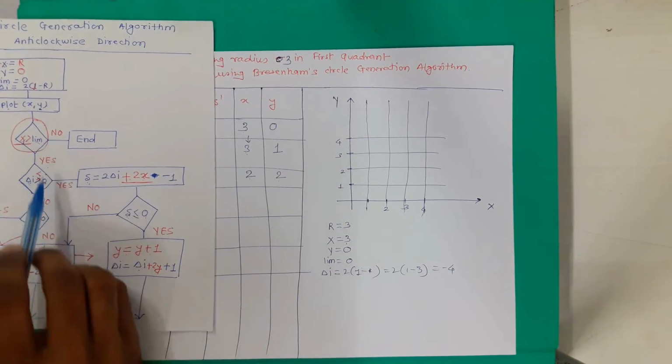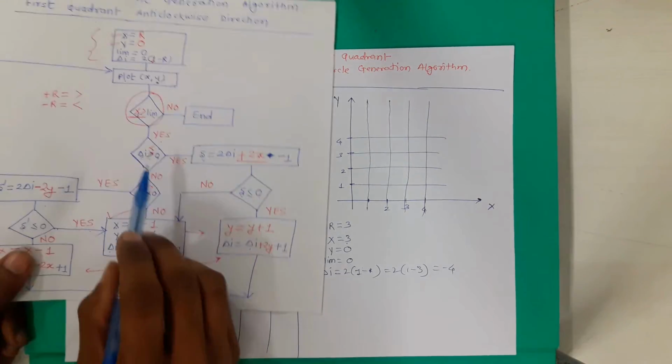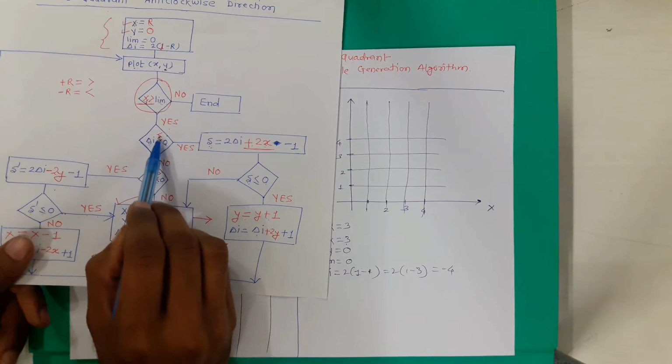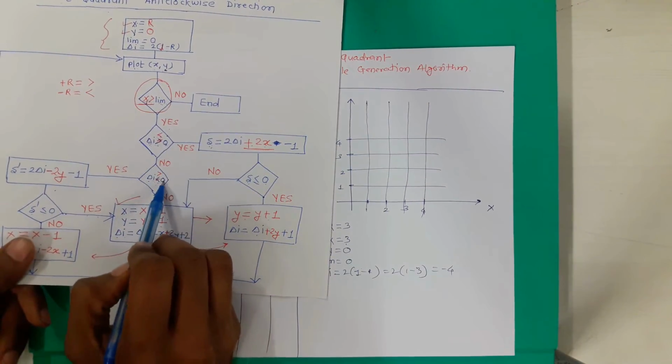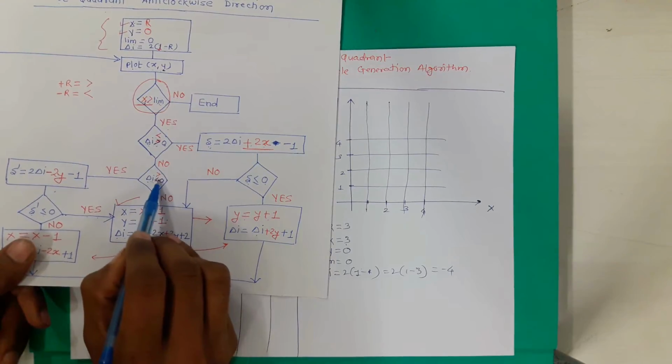Then the value of x is 2. It is greater than the limitation. Yes. Value of delta I is 1. It is not less than 0. Okay. Go to next. Delta I, that is 1, is greater than 0. Yes, this condition is true.